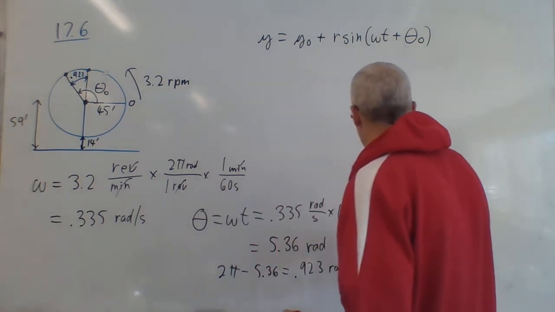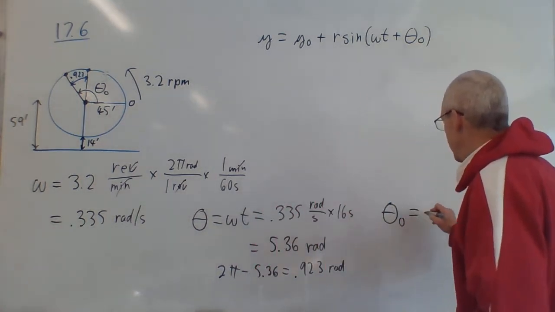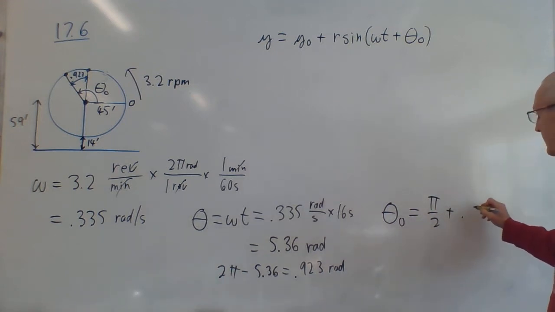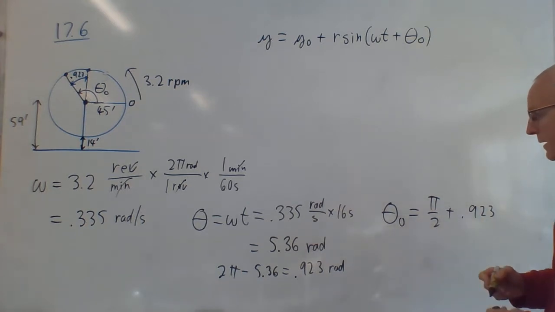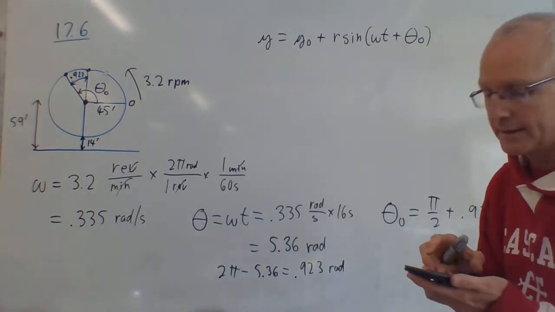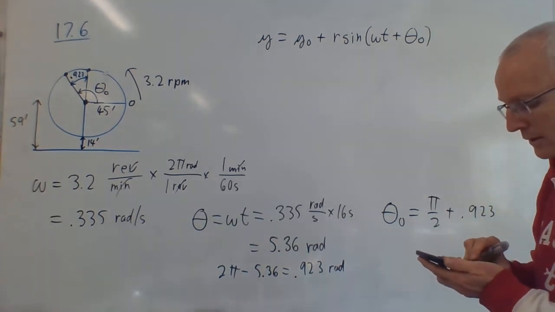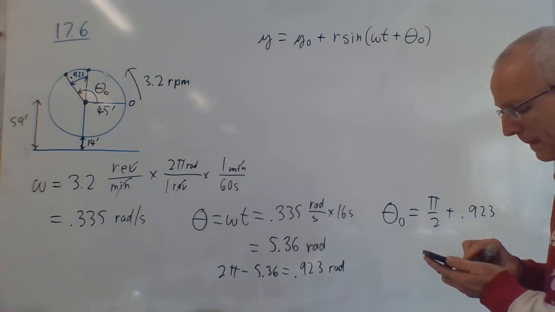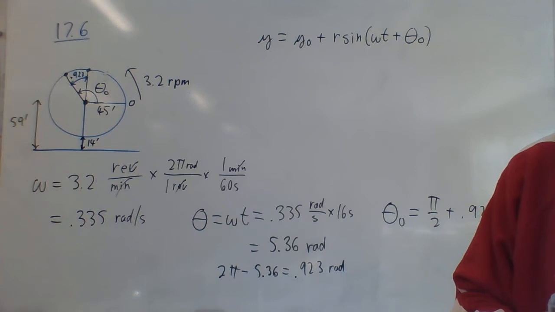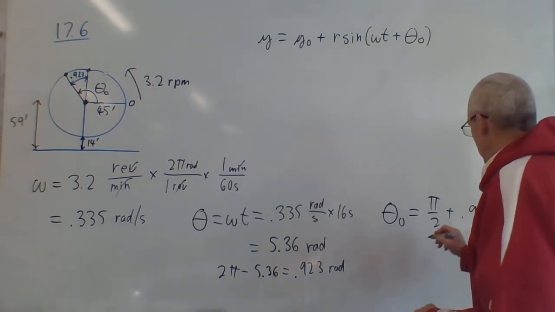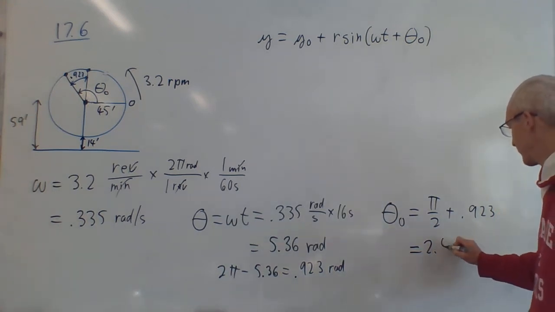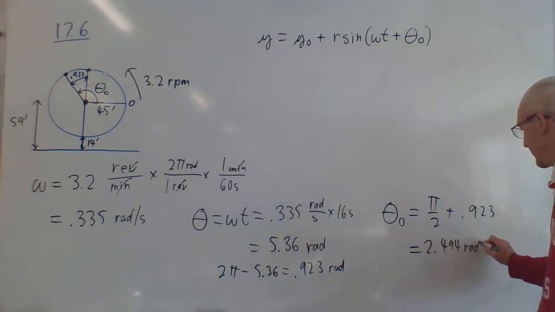So where should I do that? I'll do that over here. So theta 0, her starting angle, is pi over 2 radians, 90 degrees, plus 0.923 radians. So what is that? Let's get a nice exact answer. Pi over 2 plus 0.923, I get 2.4939. So let's say 2.494 radians. That will be theta 0.